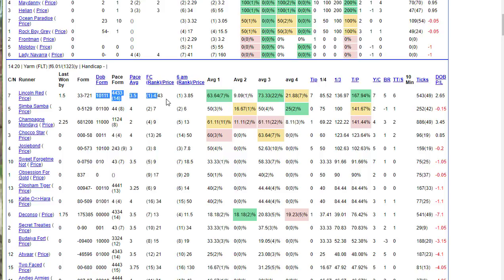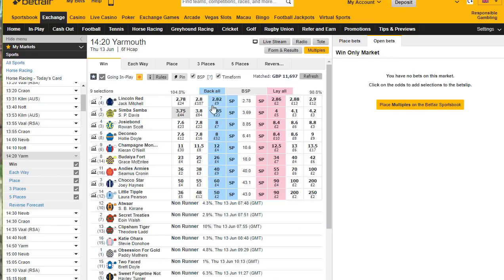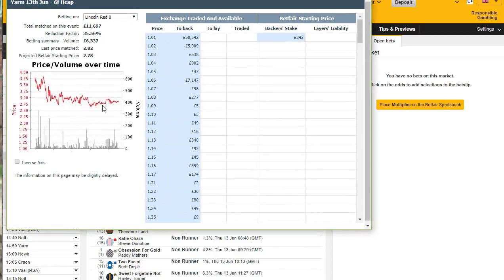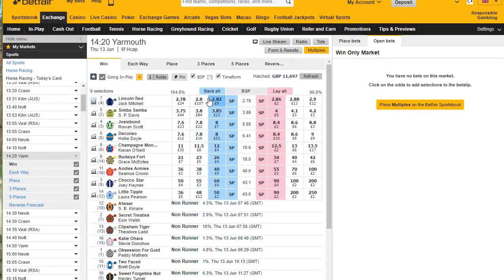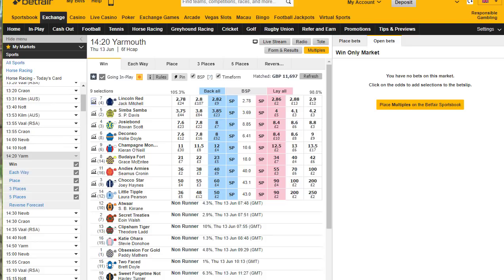But this is the one I would probably concentrate on in this particular race, because 3.85 is not a bad price. If we have a look at Betfair on 14.20, it's now 12 o'clock, so we can see 2.82. So if we have a look at the graph as well, we can see that it did come in from the morning. It's settled down now, but it definitely did come in. And if we have a look at the other two, Simba Samba is there, and Champagne. So where is Champagne at the moment?